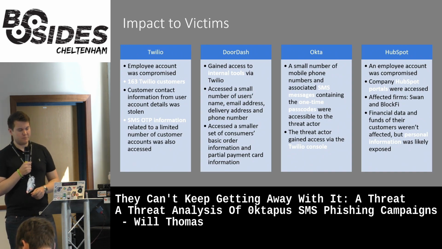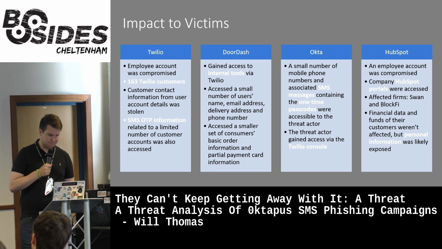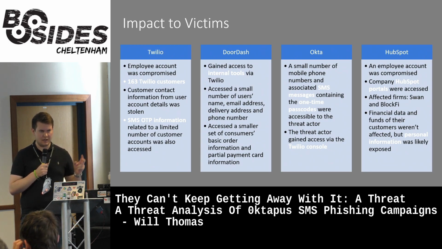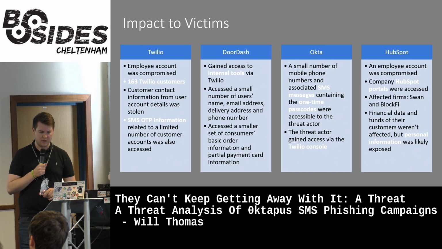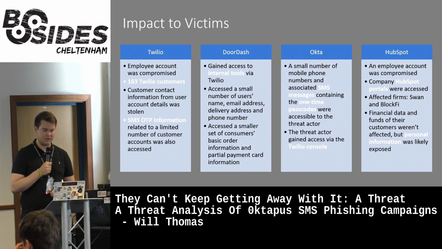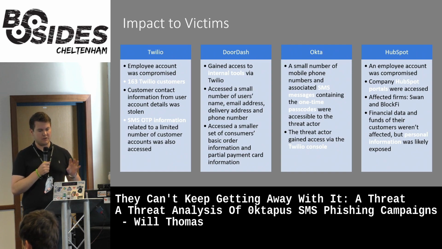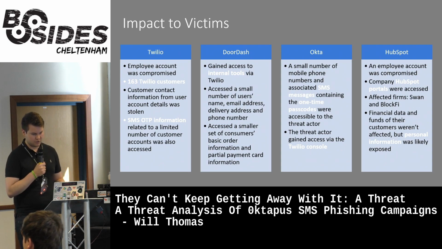HubSpot was an interesting one because they compromised an employee account. They gained access to HubSpot company portals where customer data was stored, and HubSpot claimed that there were only a few other affected firms, but the two publicly declared firms that were affected were Swan Finance and BlockFi. The financial focus shows more about these threat actors' motivation. They're going after the financial sector and financial institutions.